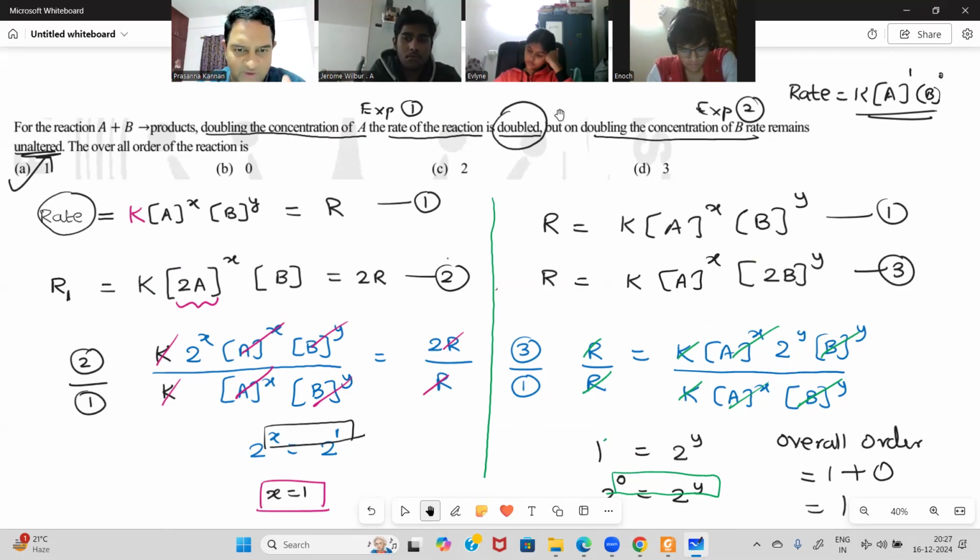That's all. Instantly you can answer, right, without writing all these things for your competitive exam. So for reactant A it is 1, for reactant B it is 0. 1 plus 0, 1 is the overall order. That's it. As simple as that, right?